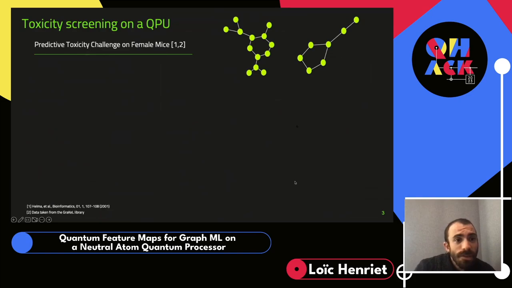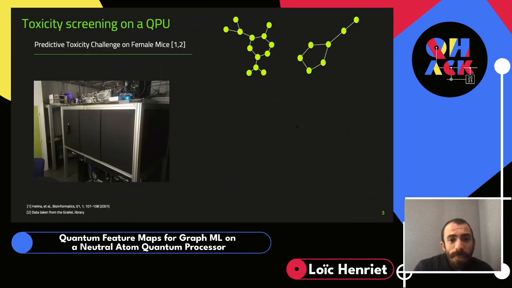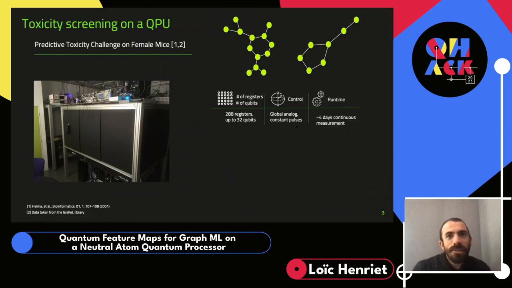So this is a standard task, and we use the data set called PTC-FM, which stands for Predictive Toxicity Challenge on Female Mice, a standard data set. This work is an experimental work carried out on our research prototype at Pasqal, which is called Iroise. Here you have a photograph of the quantum processing unit. Some figures about the study, we used quantum registers with up to 32 qubits.